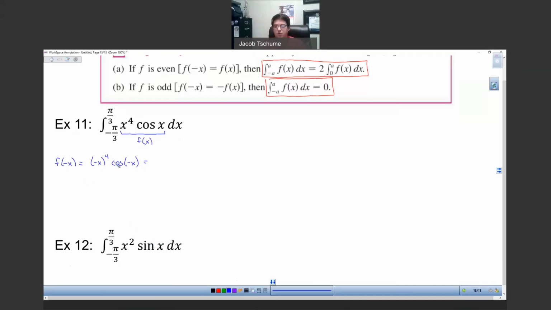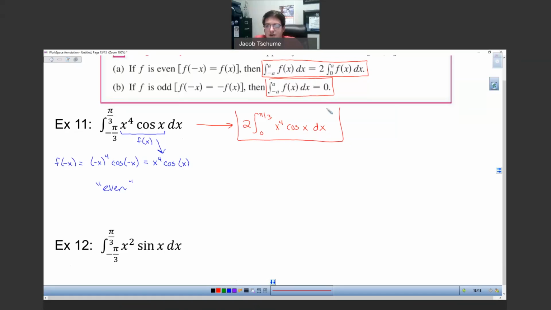Well, negative x to the 4th is just going to be x to the 4th. And what you should remember from trig is that cosine is already an even function, which means the negative will just go away. So by plugging negative x into the original function, you got the exact same thing. This is the definition of an even function. And that being said, going forward you could rewrite this integral as 2 times the integral from 0 to pi over 3 of x to the 4th cosine of x dx.